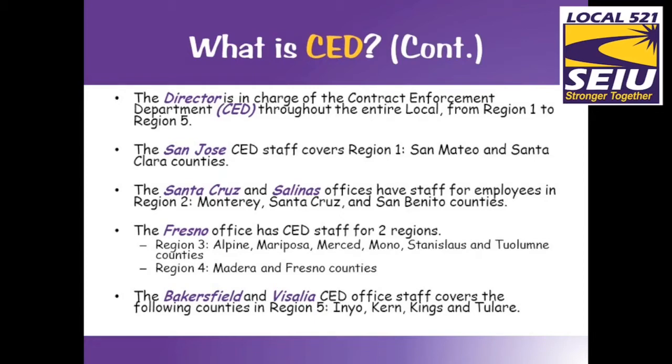The Santa Cruz and Salinas offices have staff for employees in Region 2, Monterey, Santa Cruz, and San Benito counties. The Fresno office has CED staff for 2 regions, Region 3, which is Alpine, Mariposa, Merced, Mono, Stanislaus, Tuolumne counties, and Region 4, which is Madera and Fresno counties. And the Bakersfield and Visalia CED office staff covers the following counties in Region 5: Inyo, Kern, Kings, and Tulare.